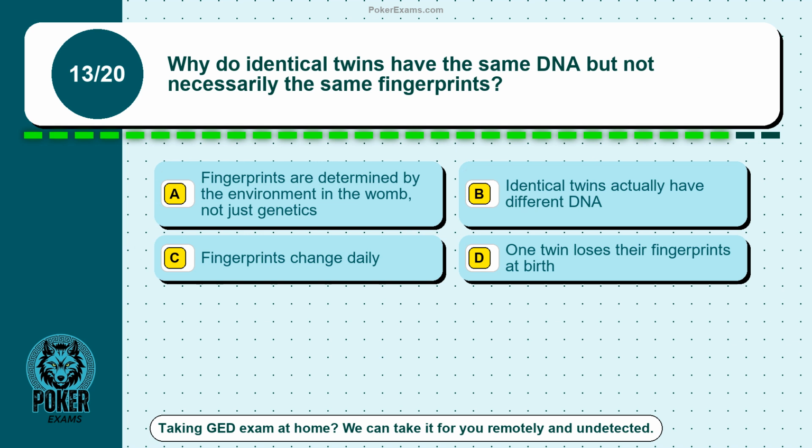Question 13. Why do identical twins have the same DNA but not necessarily the same fingerprints? Option A. Fingerprints are determined by the environment in the womb, not just genetics. Option B. Identical twins actually have different DNA. Option C. Fingerprints change daily. Option D. One twin loses their fingerprints at birth.